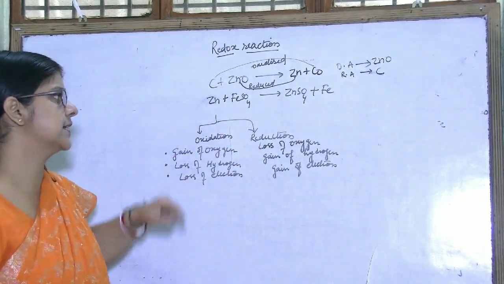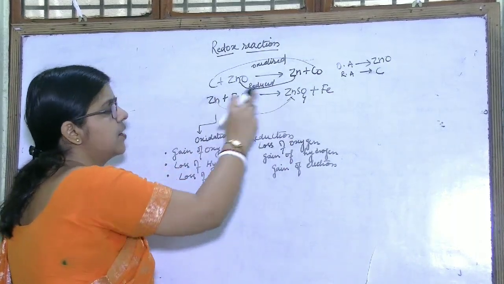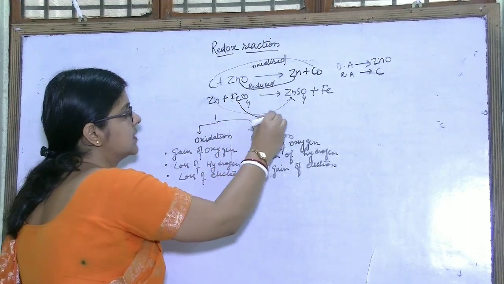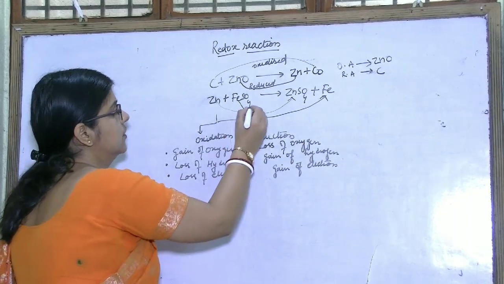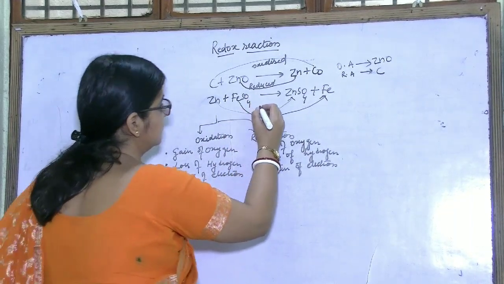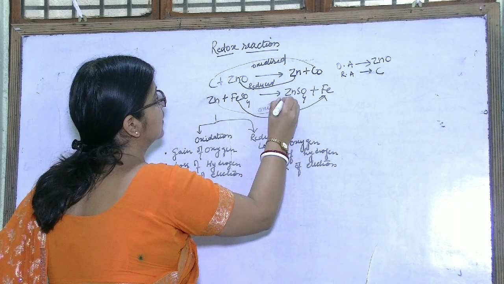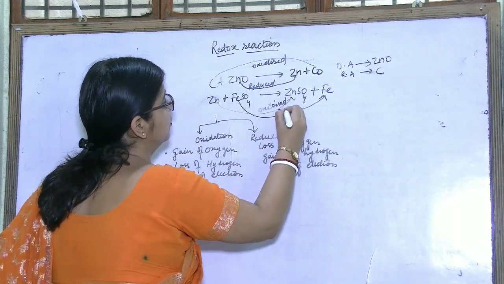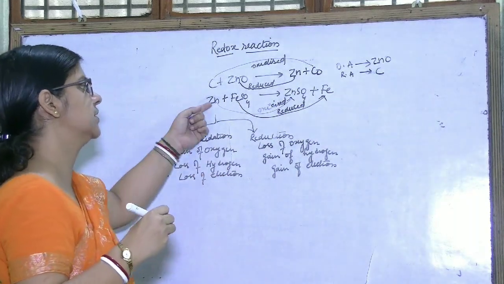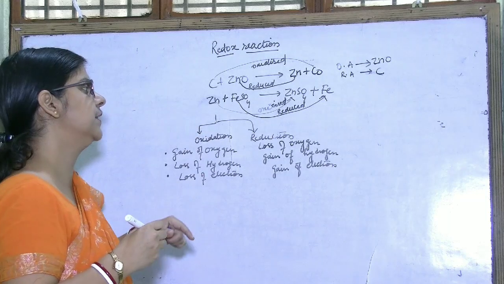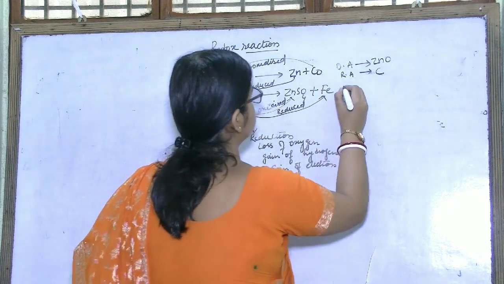Again, I am explaining this example. Here you see, zinc is oxidized since there is gain of oxygen, and ferrous sulfate is reduced since there is loss of oxygen. So we can write here, zinc oxidized and FeSO4 reduced. Why is zinc being oxidized? Because it gains oxygen. And why is ferrous sulfate reduced? Because it loses oxygen.